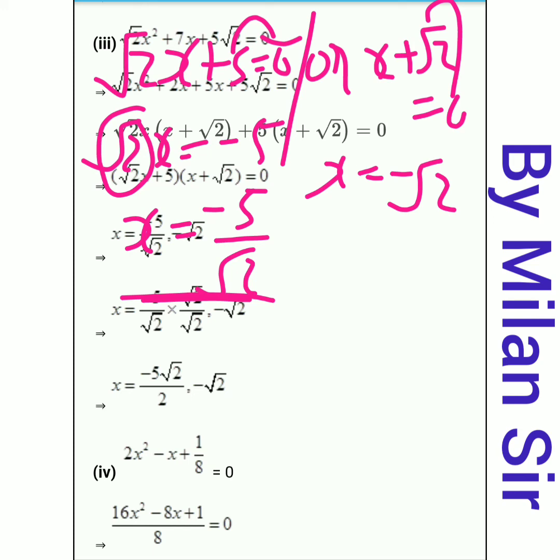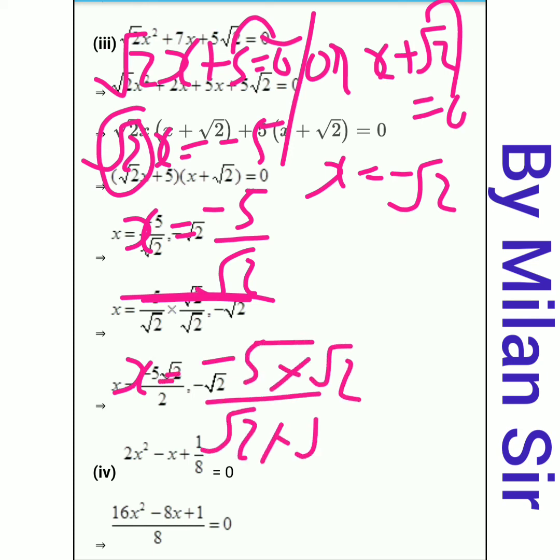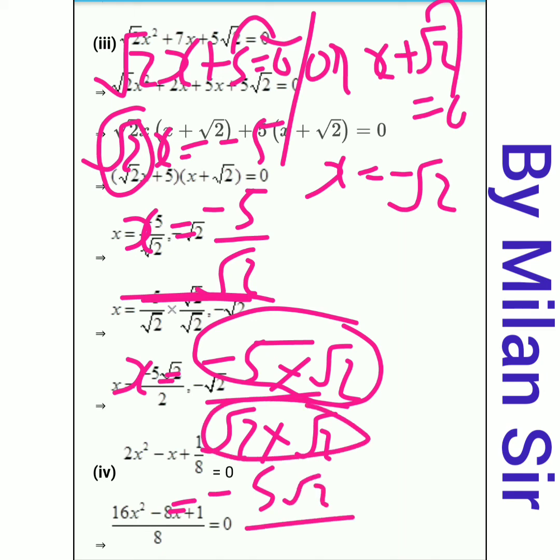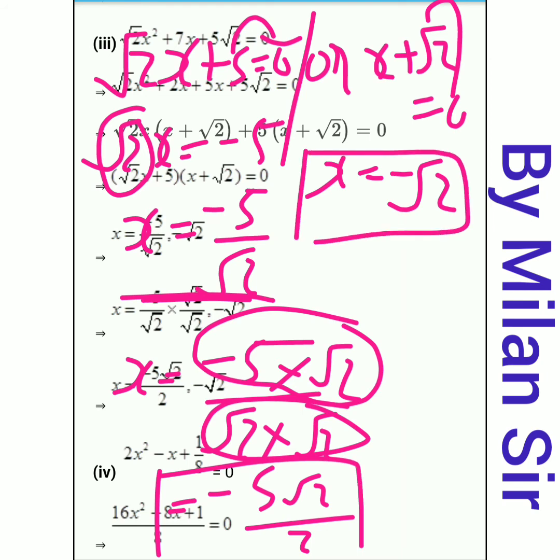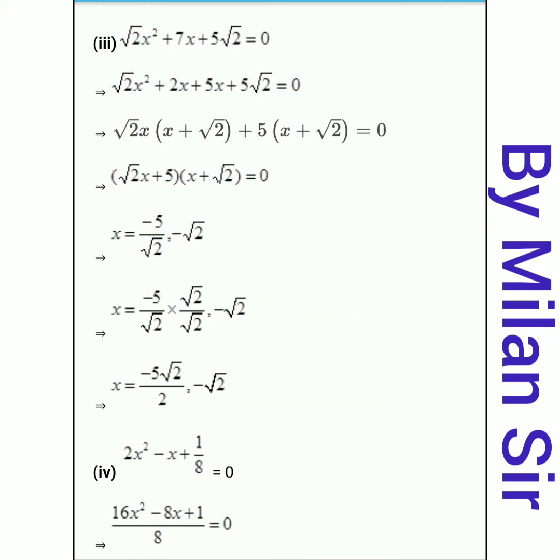Under root is present in the denominator, so we need to rationalize it. So here minus 5 upon under root 2. Now multiply by under root 2 and divide by under root 2, because we need to rationalize the denominator. In the numerator we get 5 under root 2, and in the denominator under root 2 multiplied by under root 2 is only 2. So this is our answer. These are the two roots of the quadratic equation: minus 5 under root 2 by 2, otherwise minus under root 2.